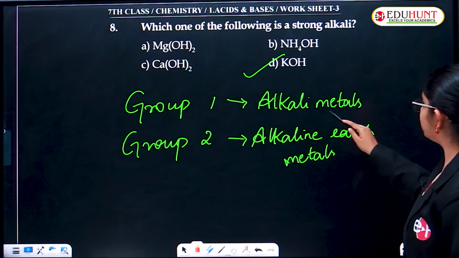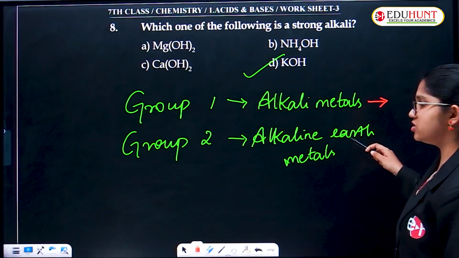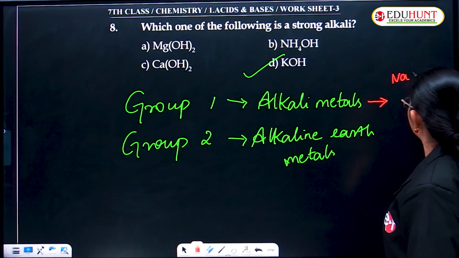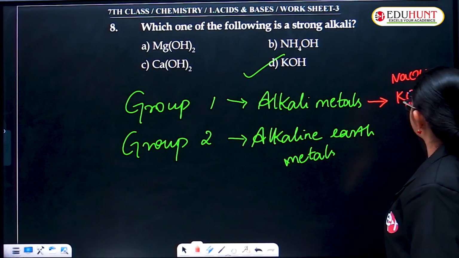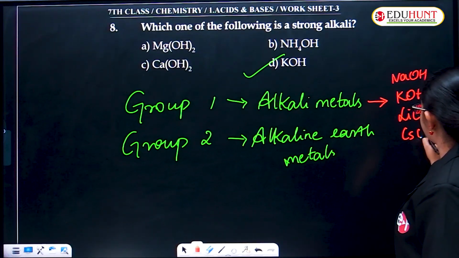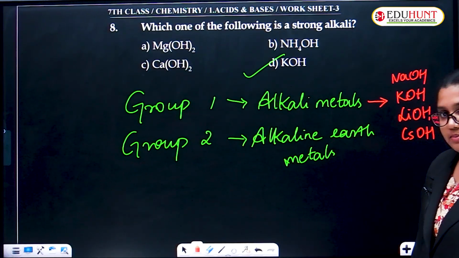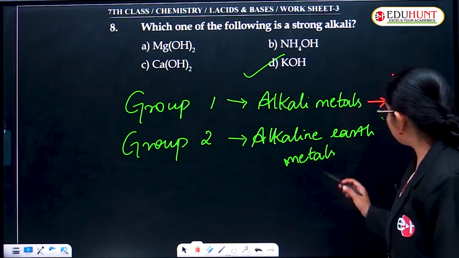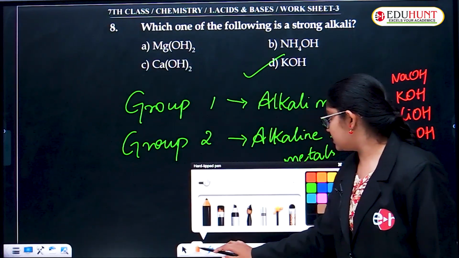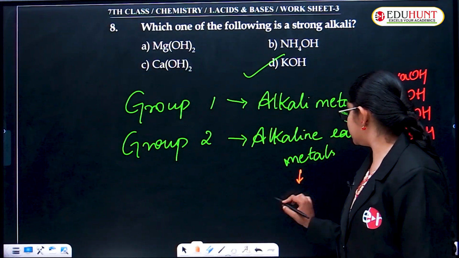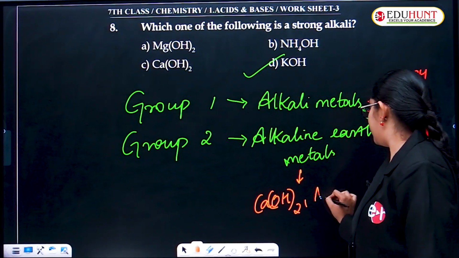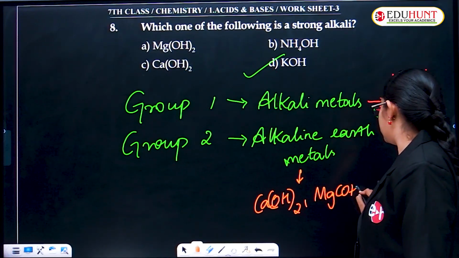So here under alkali metals we have sodium hydroxide, potassium hydroxide, lithium hydroxide, cesium hydroxide, all of this comes under alkali metals. Okay. And what about alkaline earth metals, group 2? In the sense, calcium hydroxide, magnesium hydroxide, all these are there, no?